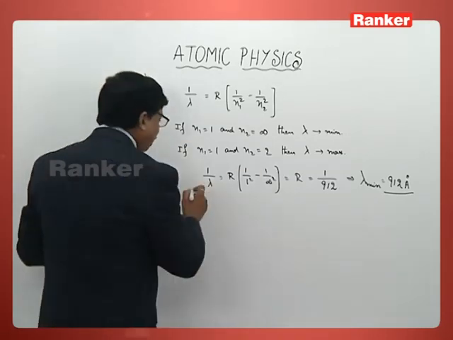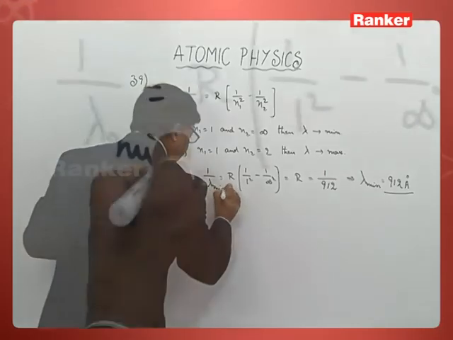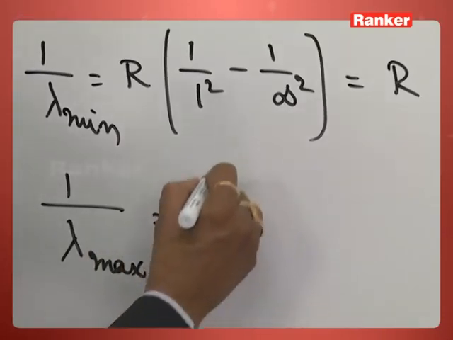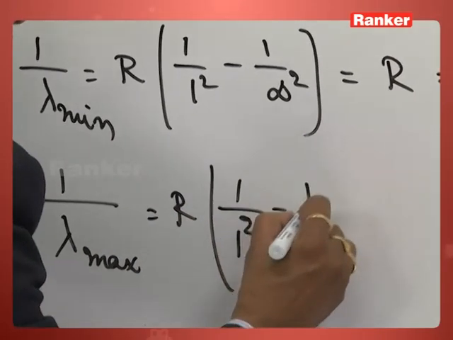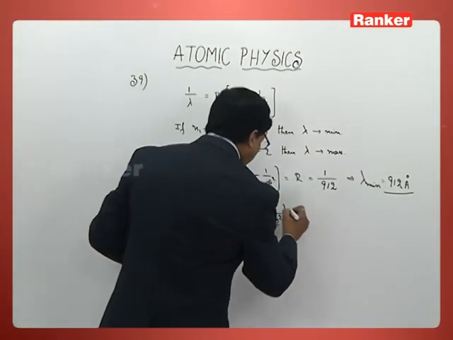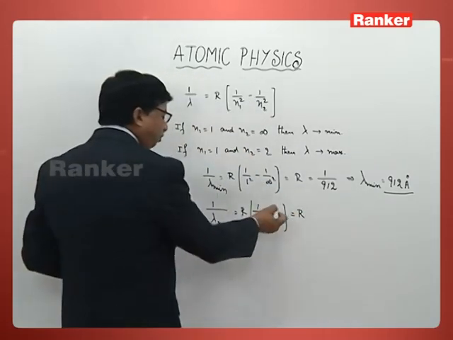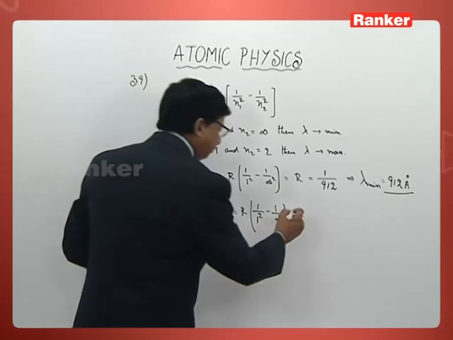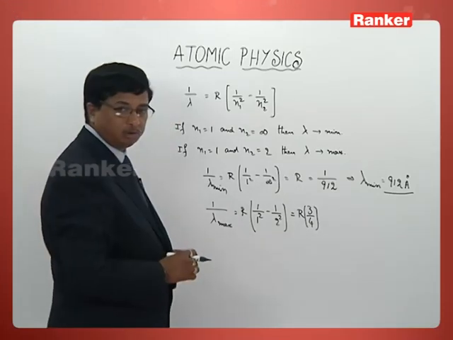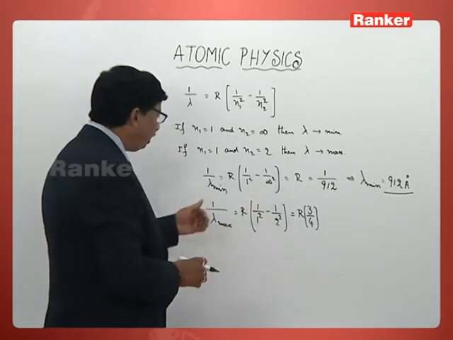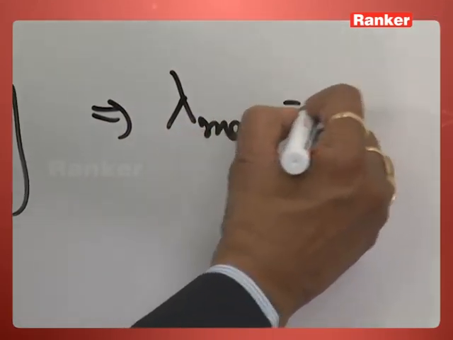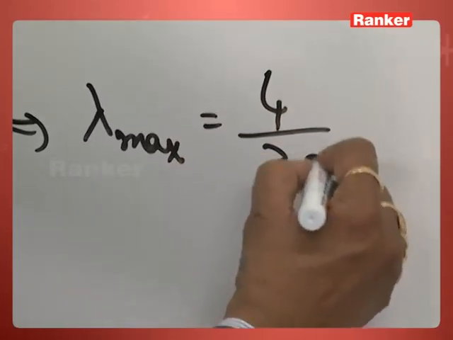And what about the second one now? This is for minimum I am talking. Then what is for maximum? Lambda max: 1 by lambda is R times 1 by 1 square minus 1 by 2 square. You can directly write that as R into 1 minus 1 by 4, which becomes 3 by 4. That is 3R by 4, 3/4 of R. What is the value of lambda max now? That can be taken as 4 by 3R.